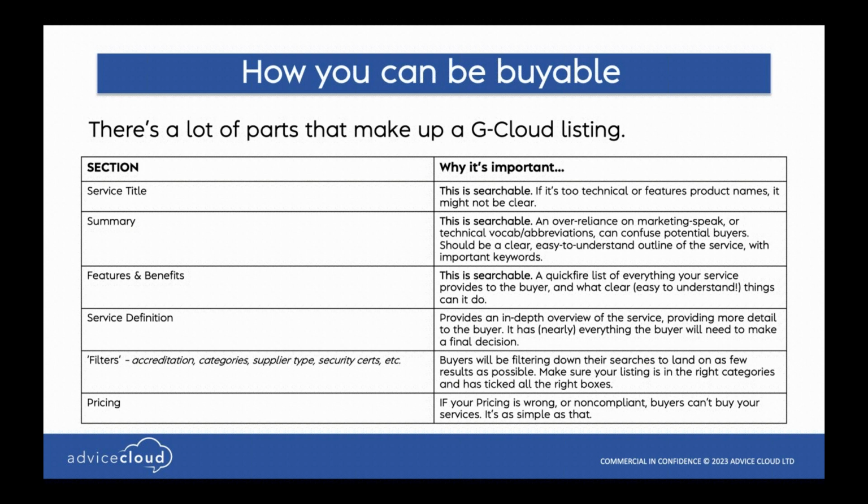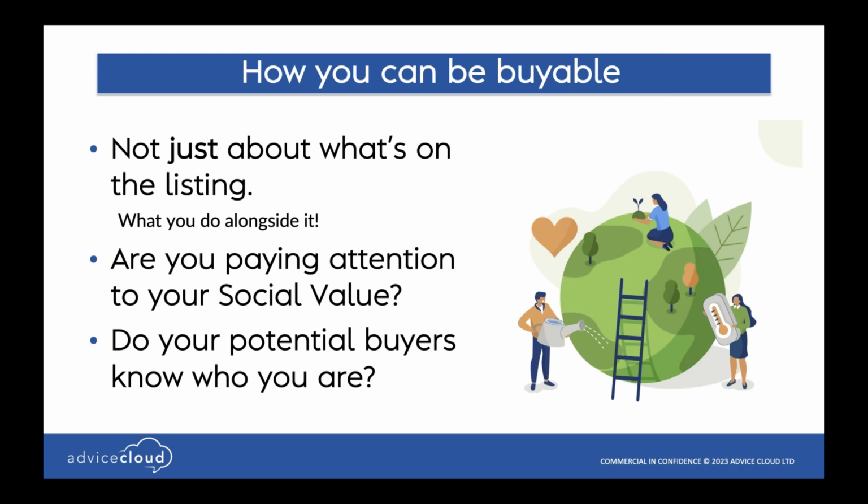The whole point of G Cloud was being able to make it almost self-policing, but also to provide a much wider, more diverse and open marketplace for people. So if you don't want that, then carry on doing some rubbish stuff like putting range pricing in your listings. As I said, it's not just about what's on the listing. It is definitely about what you do alongside it.